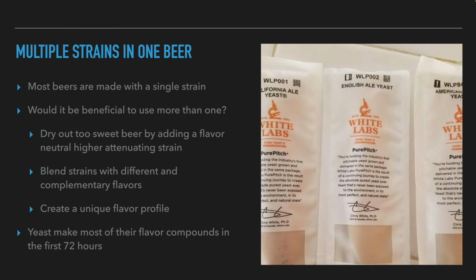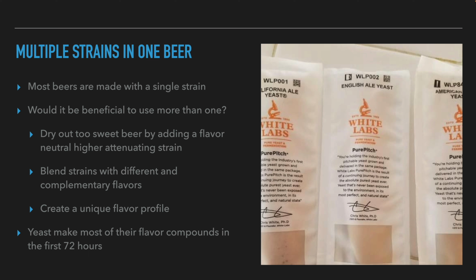2 slides ago, I said that sometimes there will be no escape but to use different types of yeast. Let's expand on that for a moment. Really, the vast majority of beers are made with one strain of yeast, but more is also possible. Why would we want to use more than one yeast strain? Some examples of that could be to dry a beer that is too sweet by adding neutral yeast with higher attenuation. You can mix strains with different flavors that complement each other, or to create a special flavor profile.